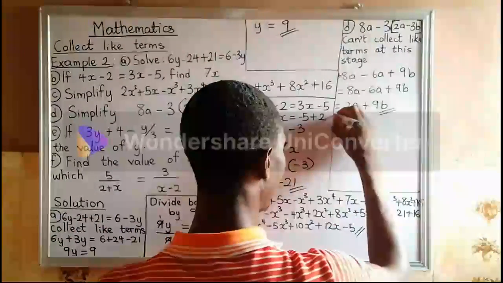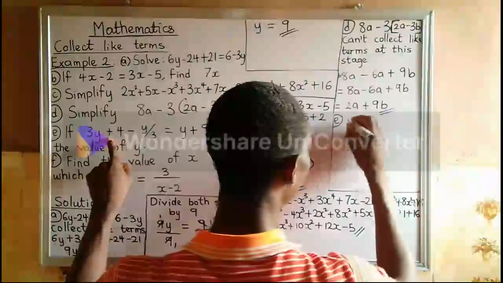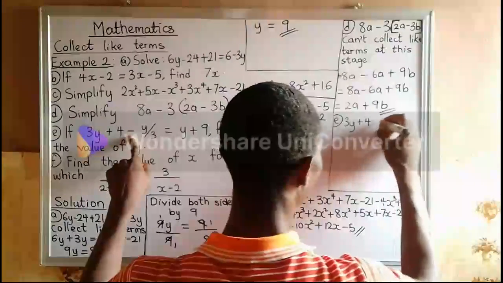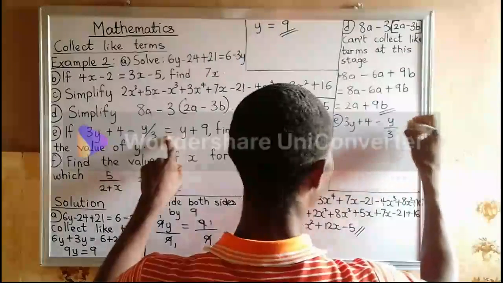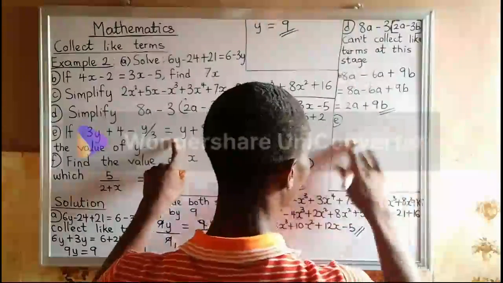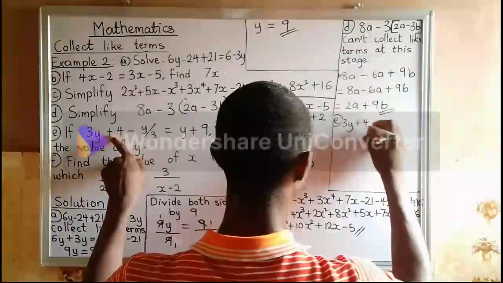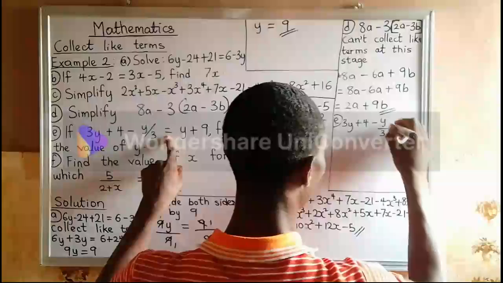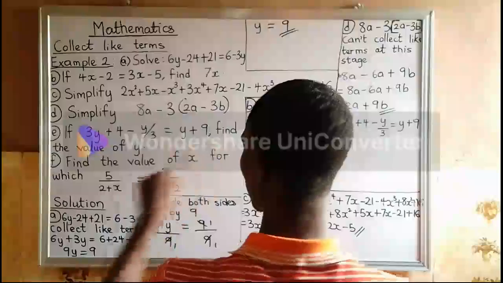Okay, let's quickly go to the next example, which is example 2e. The question says, if 3y plus 4 minus y all over 3 equals, okay, let me write it so that it will contain it. 3y plus 4 minus y over 3 equals y plus 9. Find the value of y.